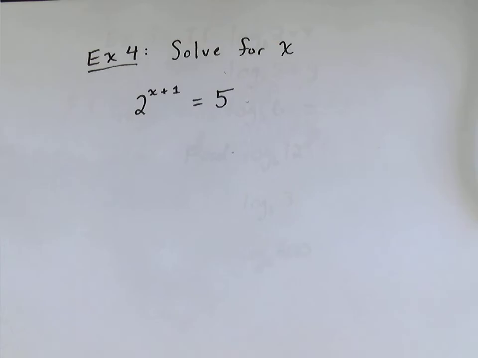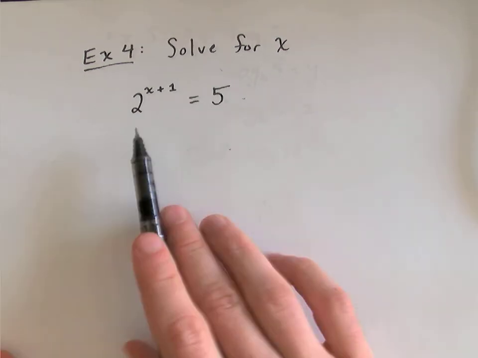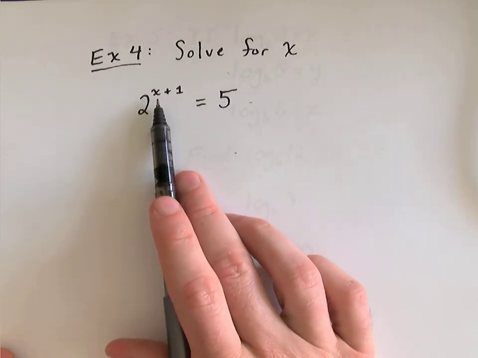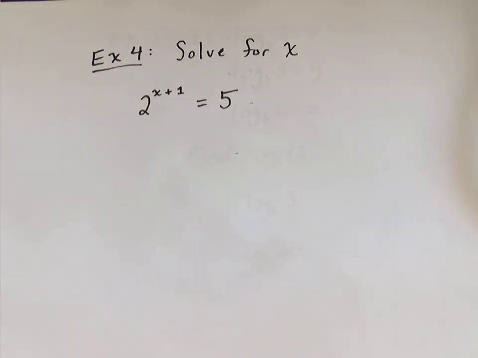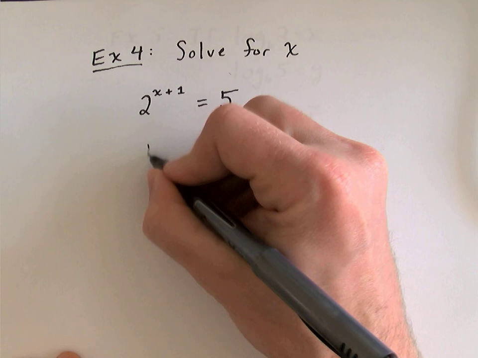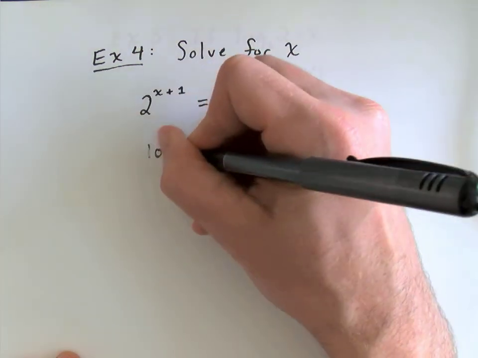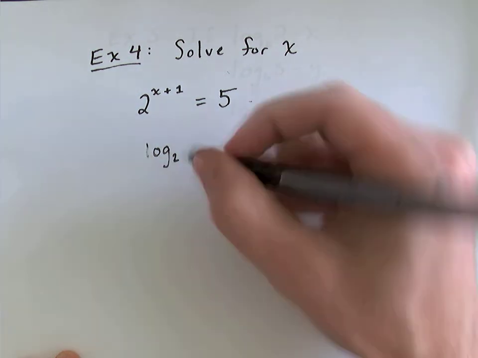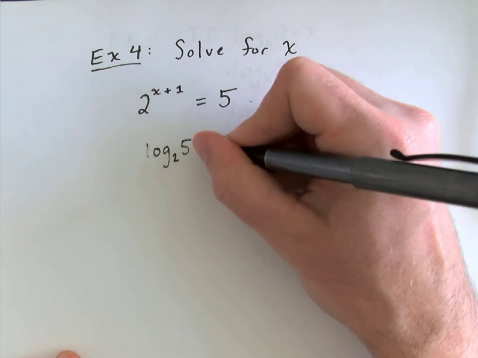Okay, another example. This one, as it's written, doesn't look like a log problem because you don't have a log written anywhere. But you can see the variable is in the exponent, and that's the most important use of logarithms: solving equations where the variable is in the exponent. One way we can solve this equation is switching to log form right away. We'd say log base 2 of 5 is equal to x plus 1.